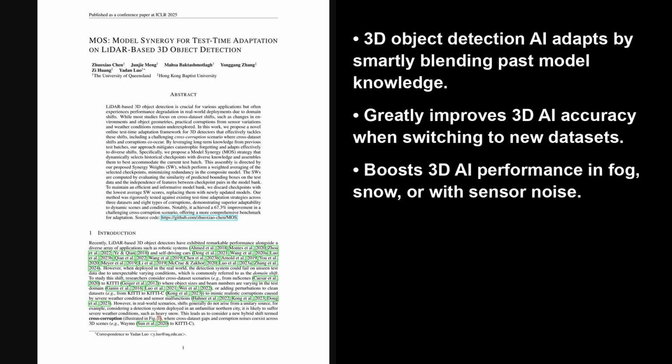So, to wrap things up, this model synergy approach is a really promising way for AI models to handle the unexpected in 3D object detection, especially for systems using LiDAR, which is that laser-based scanning. It shows strong results adapting to new datasets and various data corruptions, even those tough cross-corruption scenarios where both types of changes happen at once, by intelligently combining knowledge from past models. While it's quite effective, there's a bit of computational overhead.